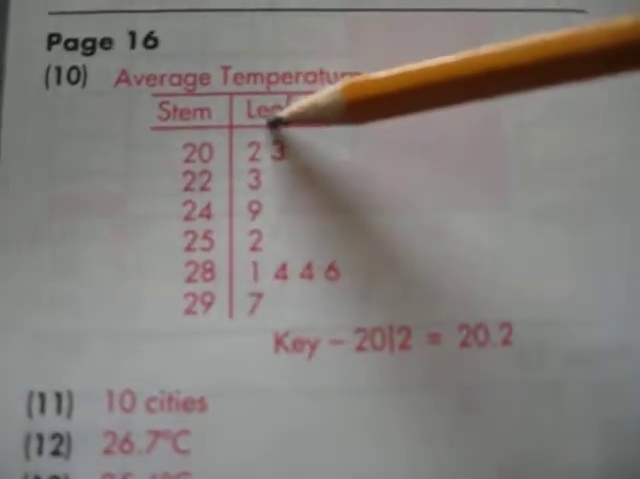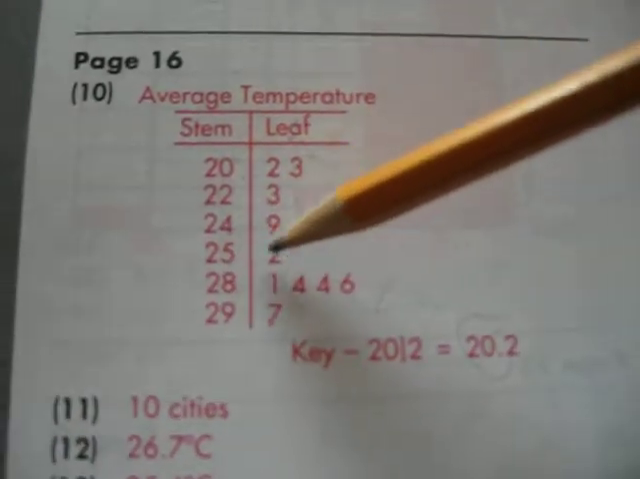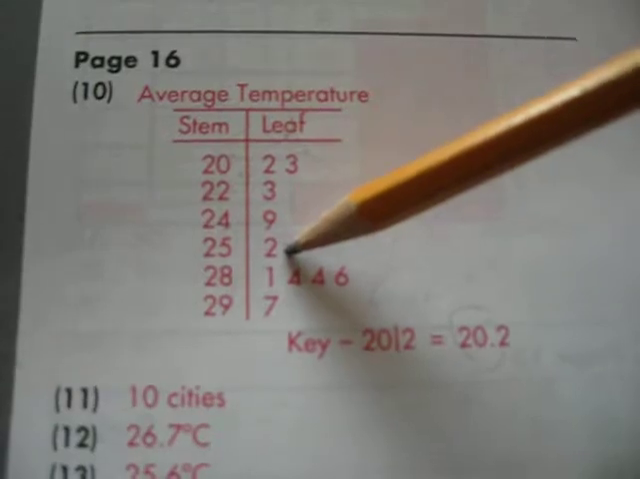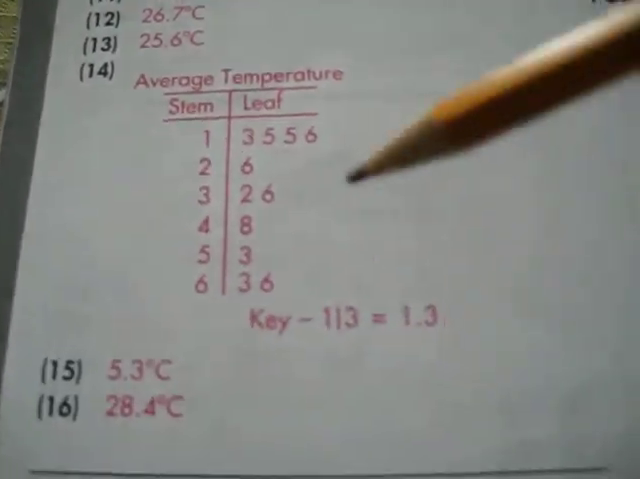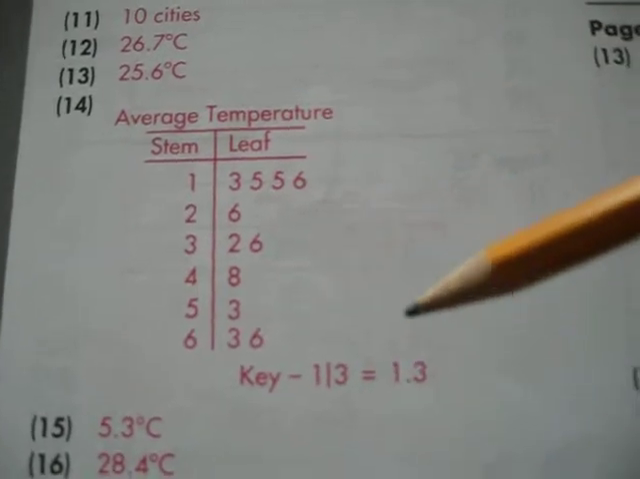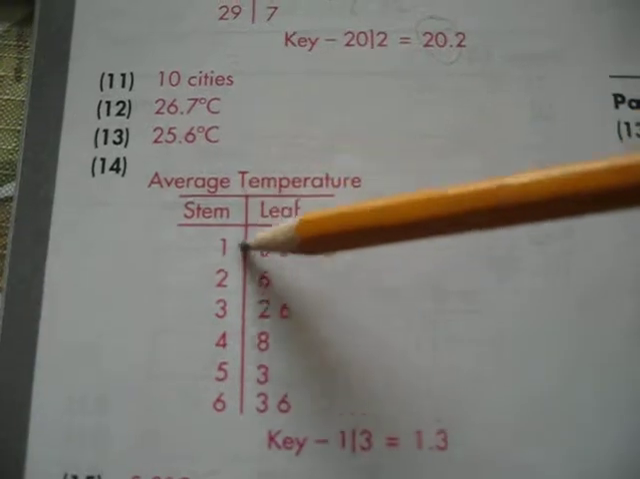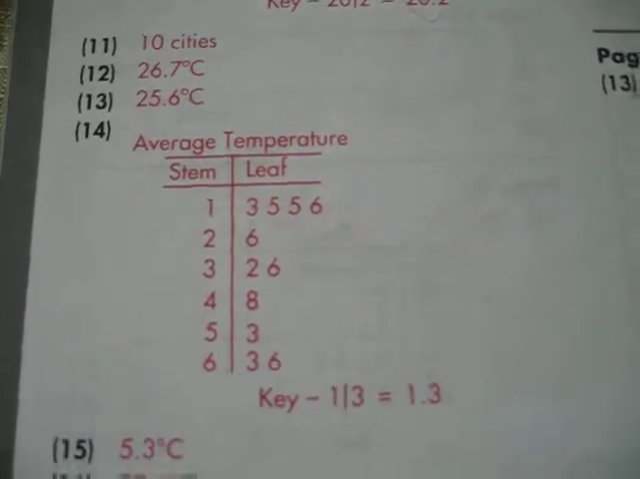So we would assume that looking at this stem and leaf plot, these are all decimals as well. 20.2, see it right here? 20.3, 22.3, 24.9, 25.2, makes sense. This one's an average temperature. Oops, sorry, a little out of focus. That one has a decimal as well, using this line between the stem and the leaf to represent the decimal.